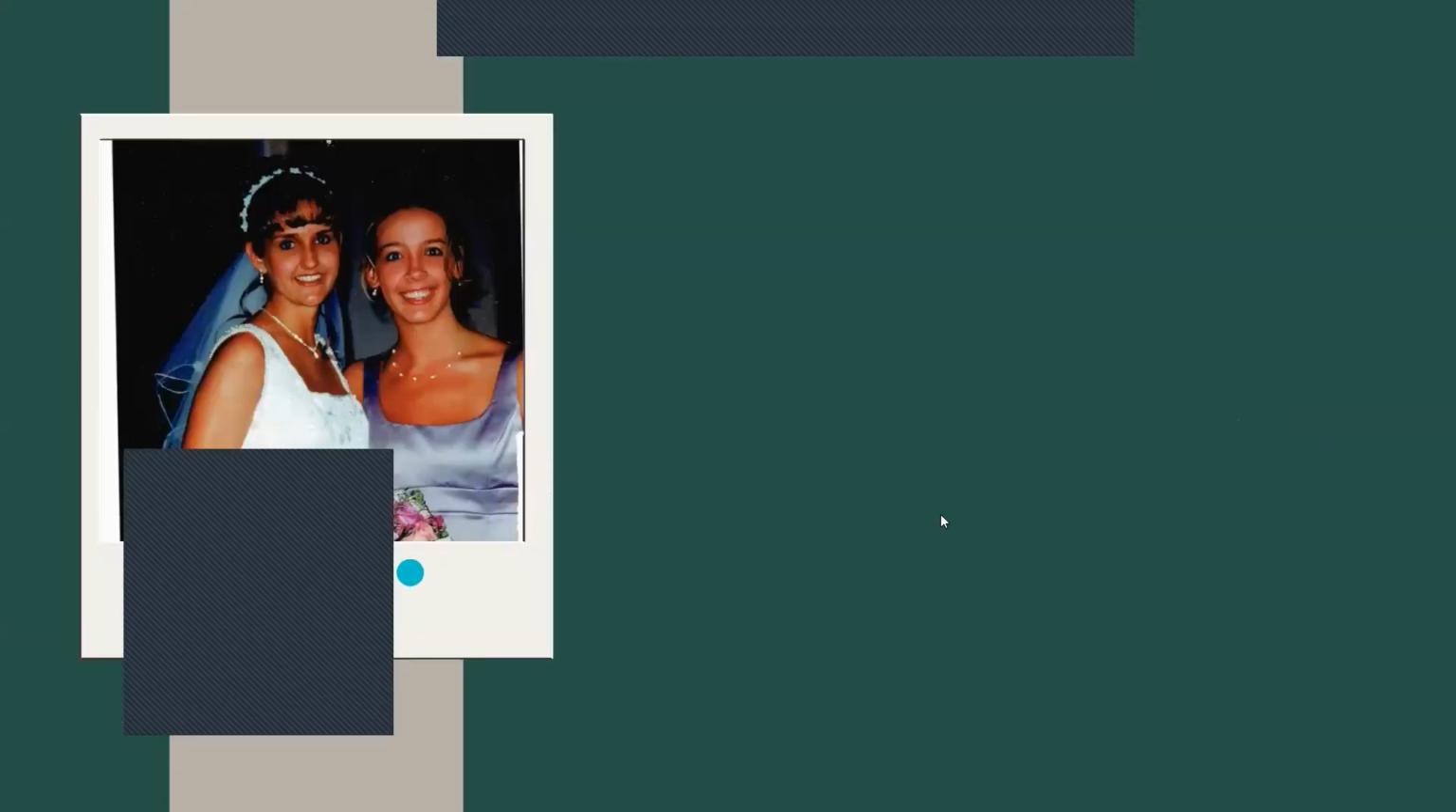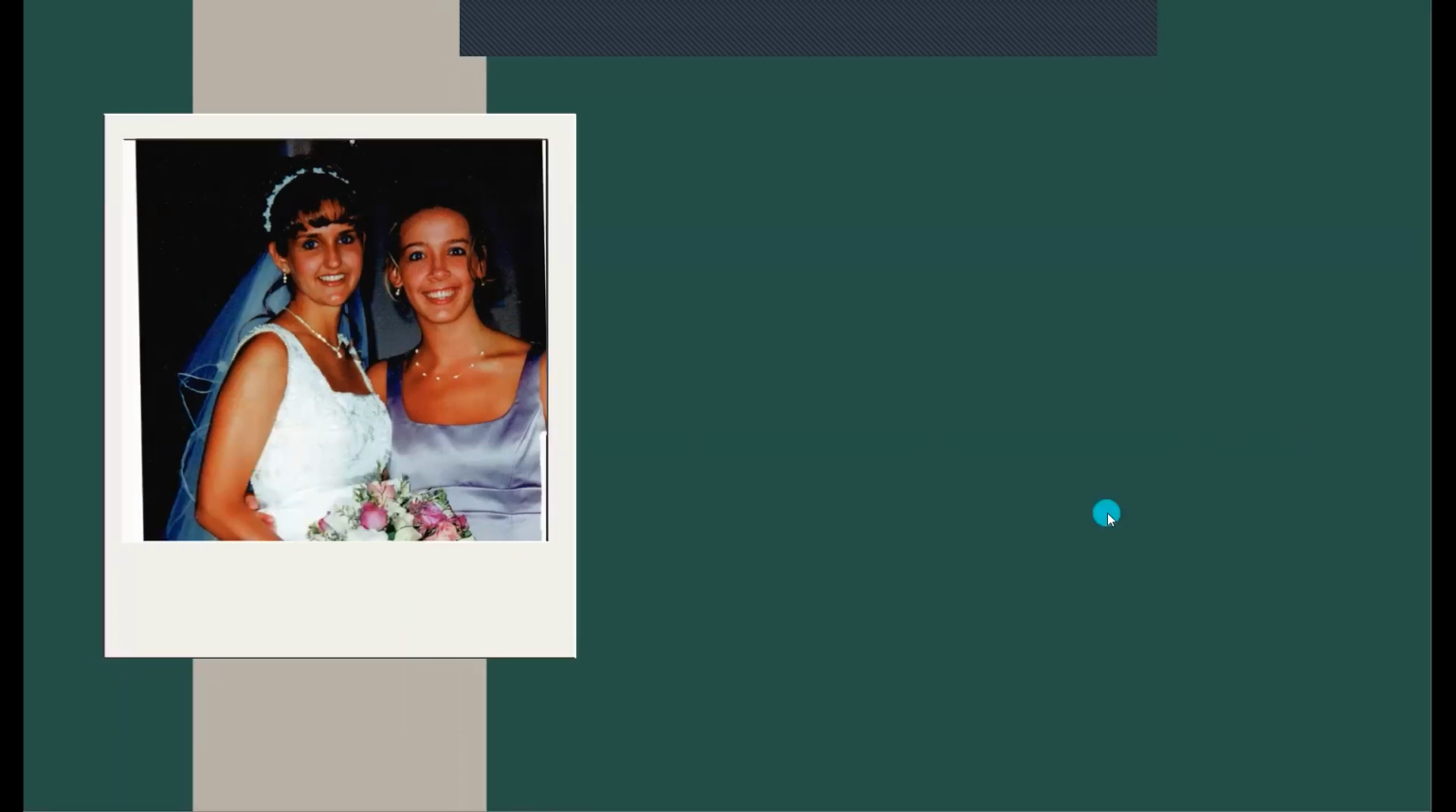I have this picture in here that I had sitting out on my desk the other day, and this is me on the right and my best friend at her wedding on the left. My husband was saying, oh, you look so happy and so young. I do. I have no bags under my eyes. I didn't know I ever had a time where I didn't have bags under my eyes.